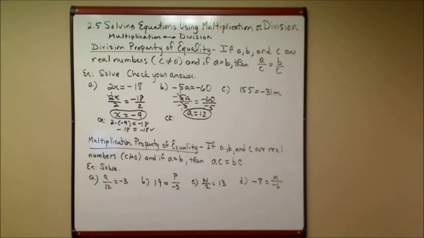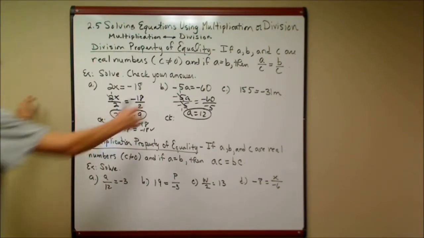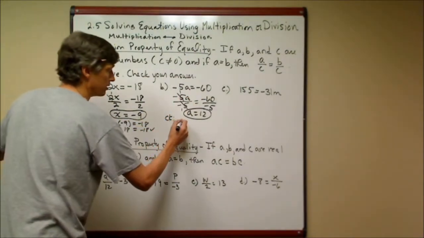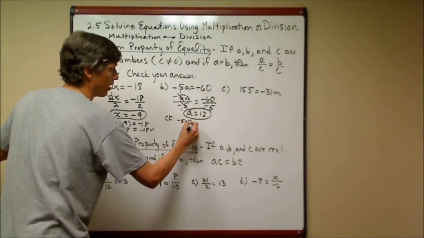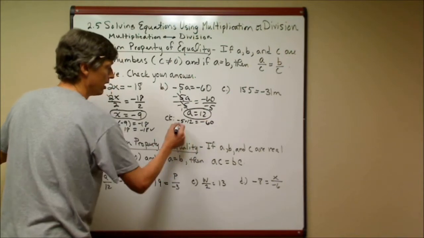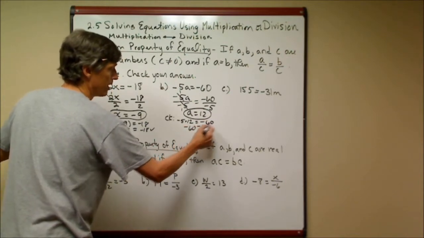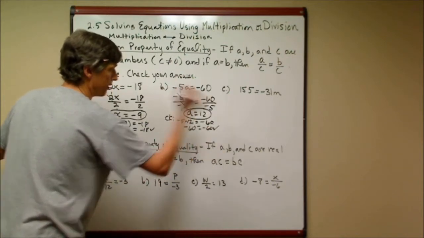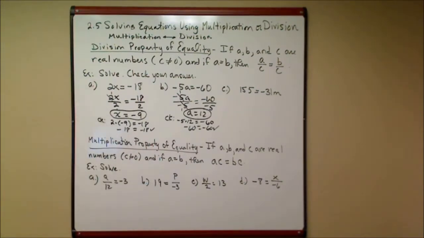Now to check my answer here, I'm going to take the 12 and substitute it in for the variable a. Remember, negative 5a means negative 5 times a, so this would be negative 5 times 12. Does that equal negative 60? Positive times negative is negative, yep, and yep, and yep. And I have my correct answer. My check shows I get the same number on both sides.